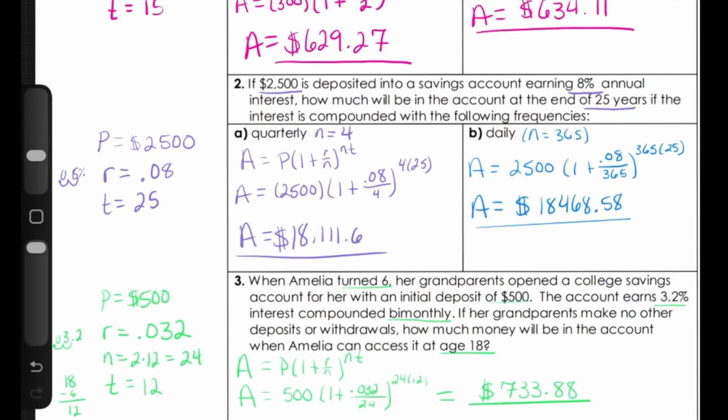Okay, guys, so you should have gotten $18,468.58 for our daily calculation on number 2. And then for number 3, we had to do a little bit of extra here. We have Amelia turning 6 and her grandparents opened a college savings account for her, and she can access this at age 18. That is why we had to subtract 18 by 6, and that's where we got our 12 from.